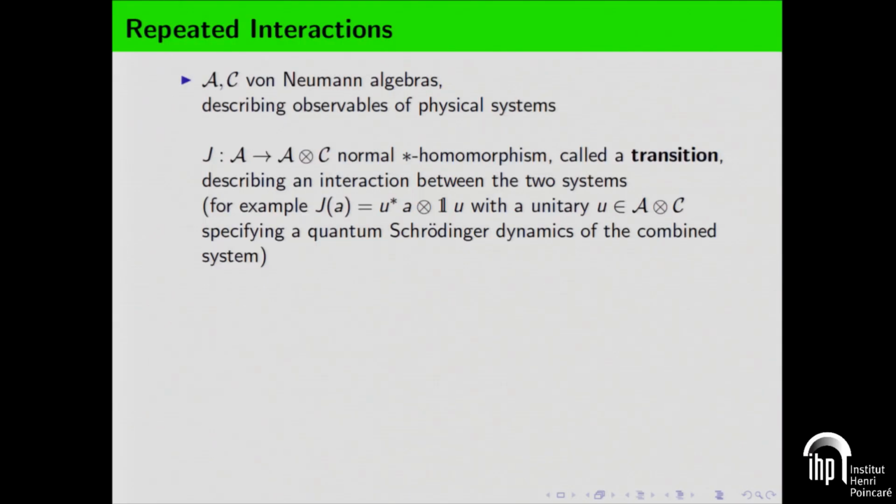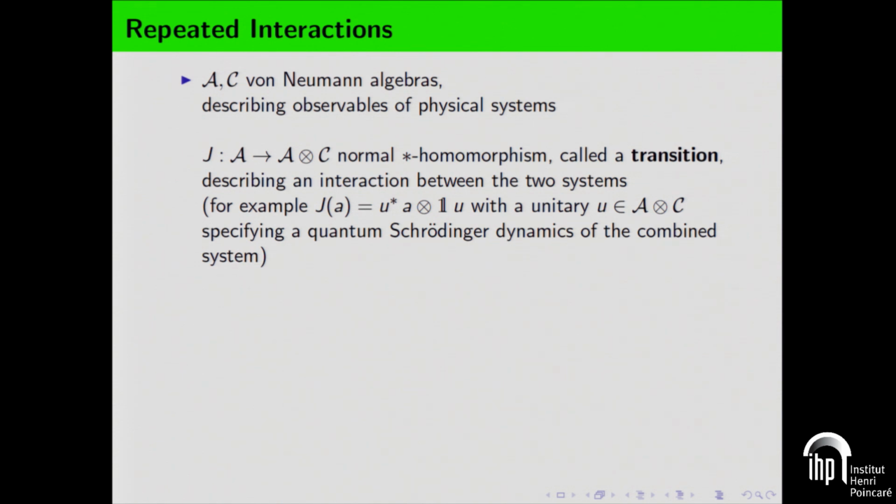I will just call this a transition. Yeah, so this describes the interaction. The most important example is that you have a unitary U in A tensor C, which is just a discrete moment for a quantum Schrödinger dynamics of the combined system. That's the unitary U, and in this case, the interaction, this transition, would be J of A equals U star (A tensor 1) U.